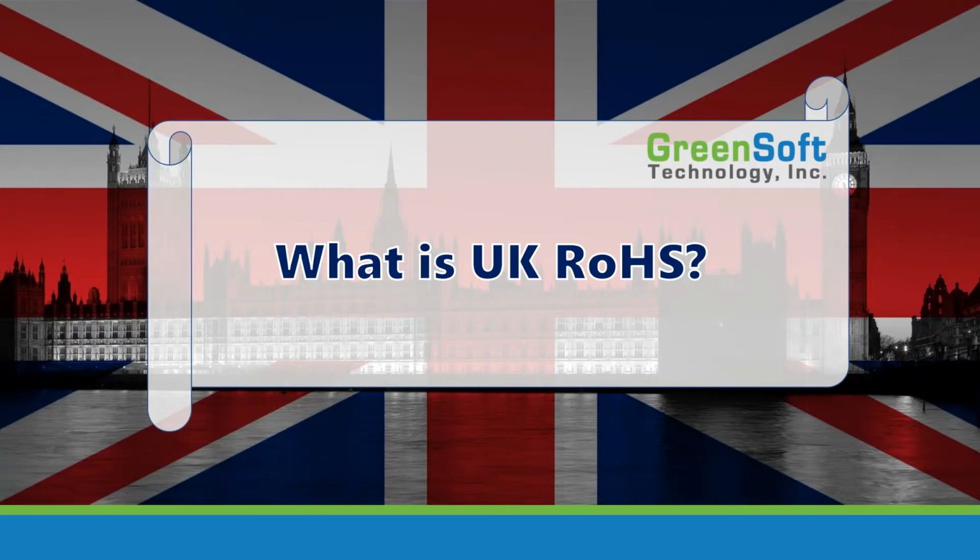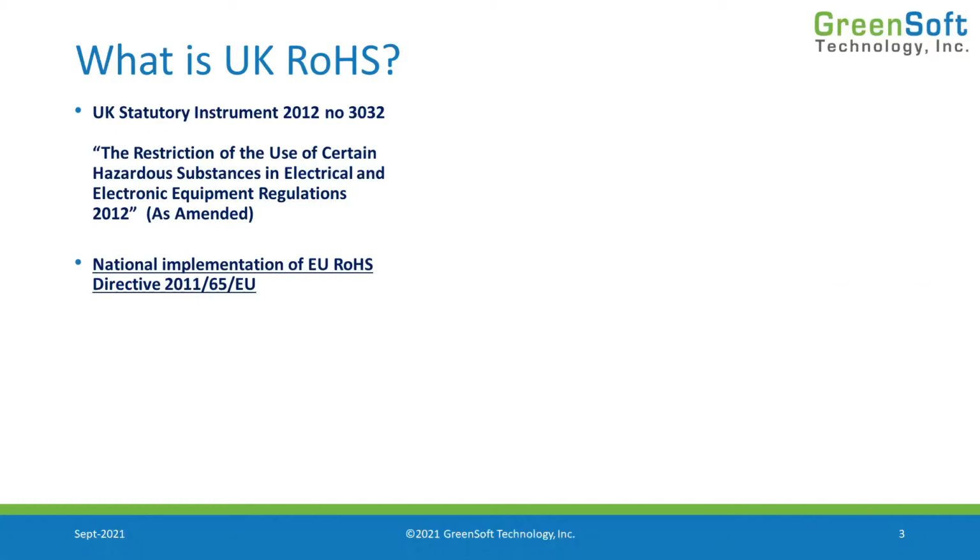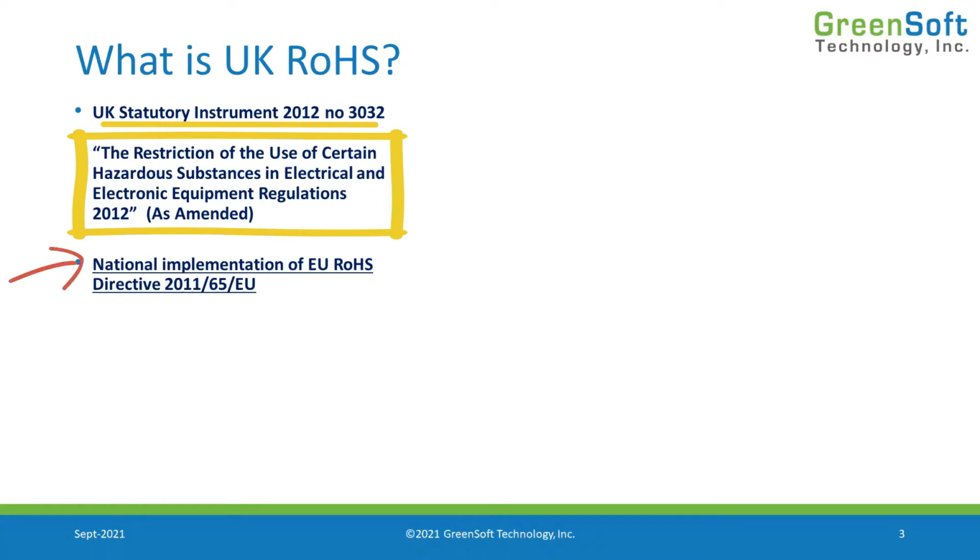What is UK RoHS? Well, UK RoHS is actually a statutory instrument that was put in place by the United Kingdom, and it's SI 2012-3032. The title is the Restriction of the Use of Certain Hazardous Substances in Electrical and Electronic Equipment. And the regulations were published in 2012 and have been amended many times. Now, this regulation is actually a national implementation of the EU RoHS directive in the EU.